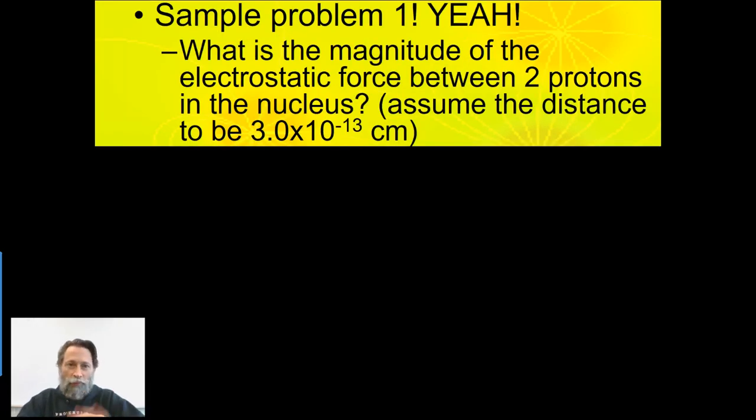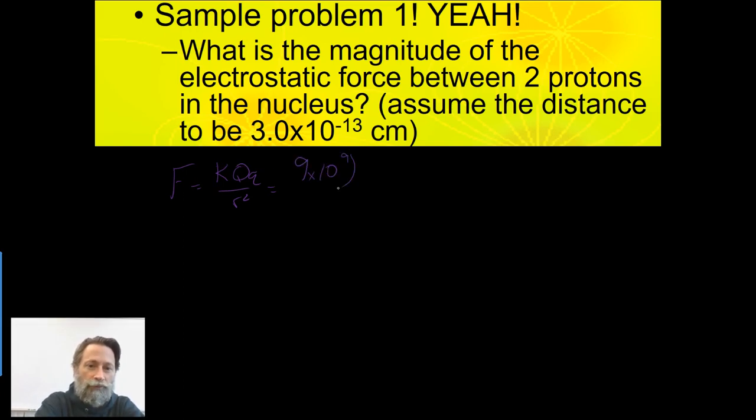So 3 sample problems here that we'll run through, just sort of a quick example. What is the magnitude of the electrostatic force between 2 protons in the nucleus, assuming that the distance is 3 times 10 to the negative 13th? So if you remember, we're looking at Coulomb's law, F equals K Q Q over R squared. We're looking for the force. The K value is a constant that is always 9 times 10 to the 9th.